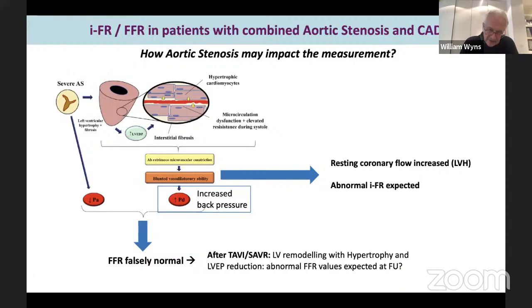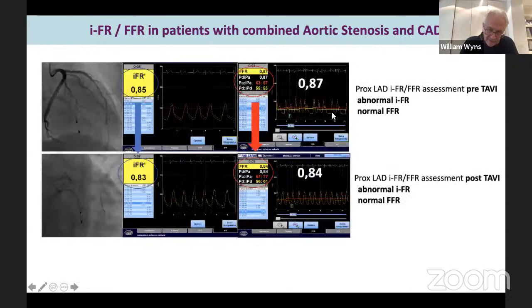Okay, so that's what you expect, and you've done many patients. What have you observed?